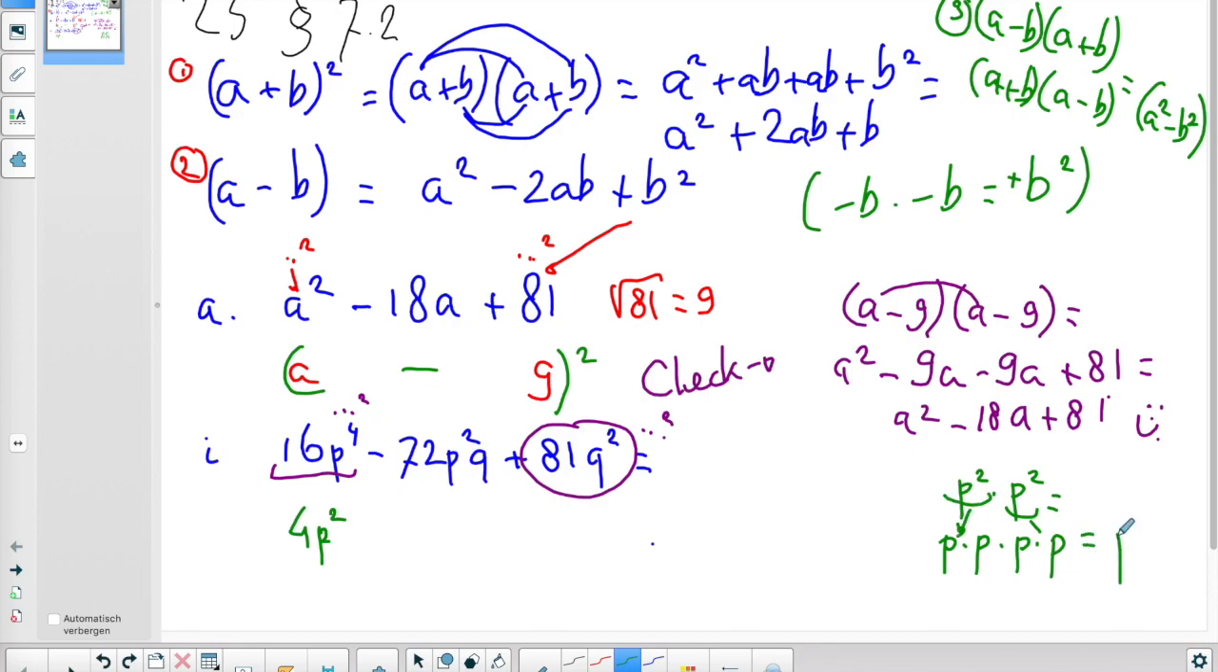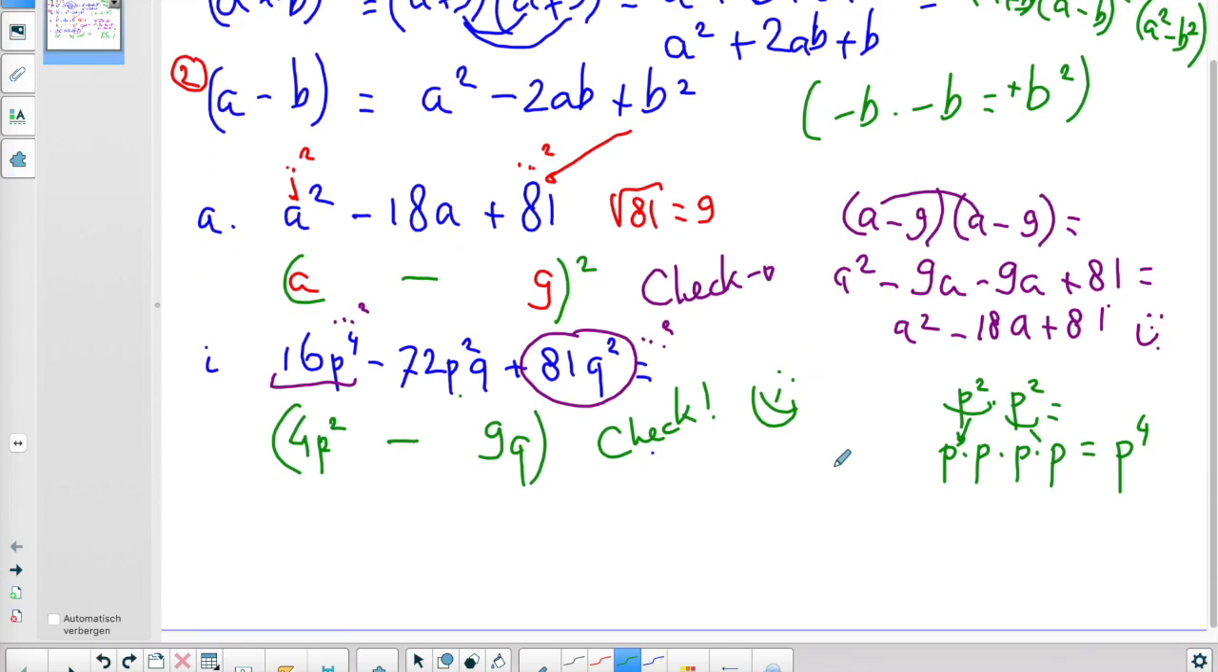So that's how I know that p to the power of 2 is the square root of p to the power of 4. And the other one over here, well, it's quite easy. It's 9 and the square root of q to the power of 2 is q. Because this is a minus, this is a positive, I know it must be this one. So you can check it if you like, but I'm sure this is the one. So another one, just to make it complete.